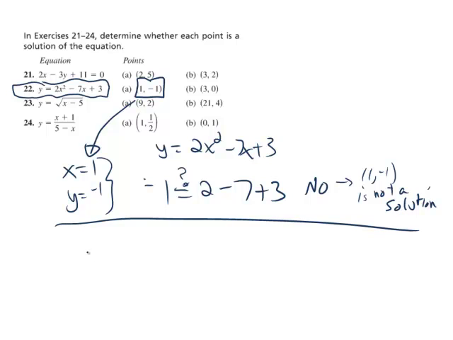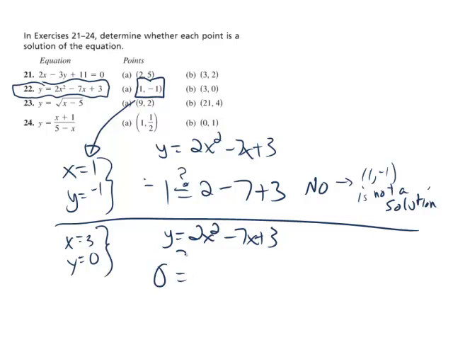3, 0. Let's check it out. If x is 3, right, the first thing is always x, the second thing is always y. If x is 3 and y is 0, is that a point on the equation? Is that a point on the graph? Let me write it down again. 2x squared minus 7x plus 3. Y is 0. Is it true? Question mark. That when I put a 3 in for x, it balances out and ends up as a 0. Is that true?